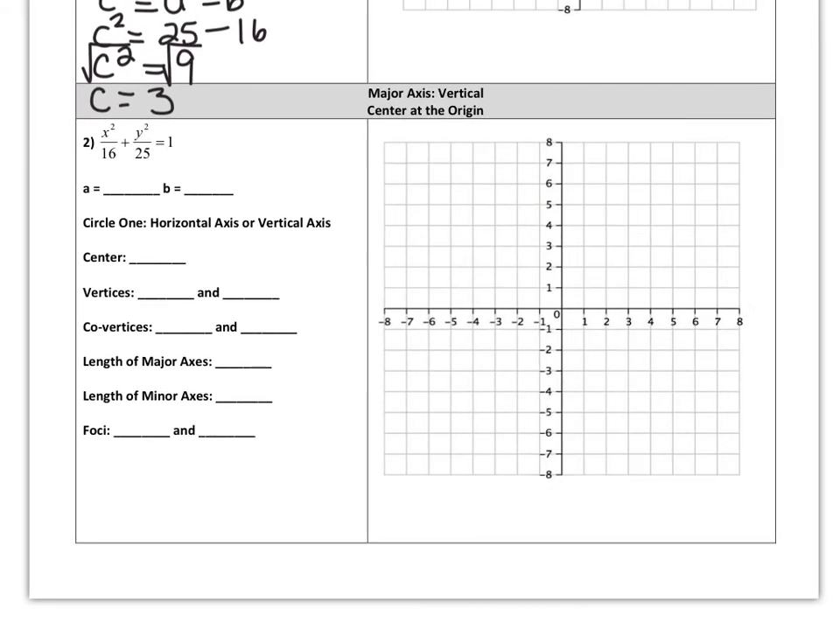Okay, so the A is always the square root of the larger number. So the larger number is 25. The square root of 25 is 5. B is the square root of 16, which is 4. Remember, A is always on your vertices, and B is always on your co-vertices. Now, since the first number is smaller than the second, that tells us that we're having a vertical axis. And we know the center is at 0, 0.